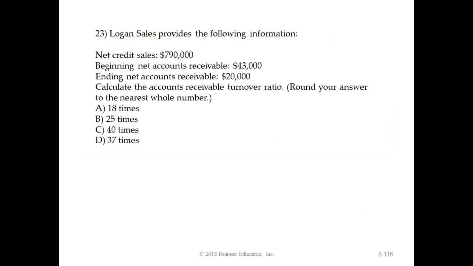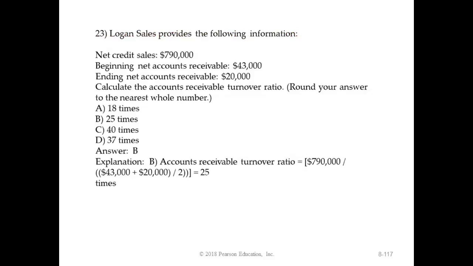So for 23, Logan Sales provided the following information: net credit sales, beginning net AR, and ending net AR. Calculate the accounts receivable turnover ratio. I'm going to compute my average net AR, which is going to be 43,000 plus the 20,000 divided by 2. And then I'm going to take my net credit sales divided by my average AR, plug all those numbers into the formula, and it should come out with B, 25 times.